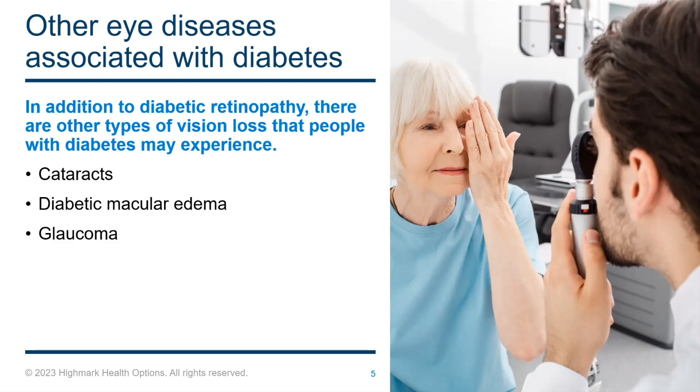Diabetic macular edema is when the tiny blood vessels in the retina leak fluid, which builds up and causes swelling. This distorts vision and may lead to permanent vision loss. Glaucoma is an eye disease that causes damage to your optic nerve, resulting in irreversible vision loss, and is more common in people with diabetes. This is why annual dilated eye exams are very important. These exams are part of your Highmark Health Option vision benefits.